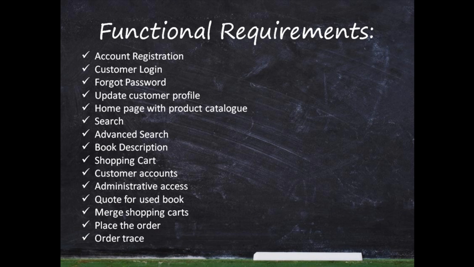Home page with product catalog. The home page is the page the user sees when they visit the website. It will display the book categories and will have a search option to search for the required book. It will also include some special sections like recommended titles, weekly special book and deals.